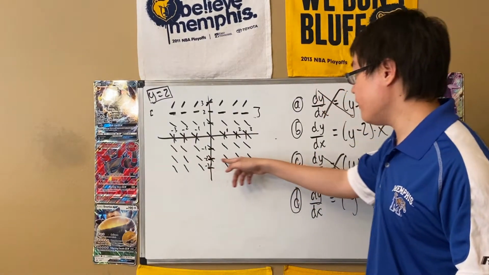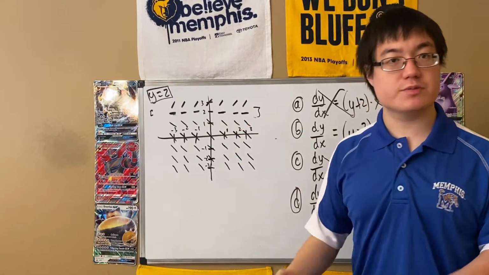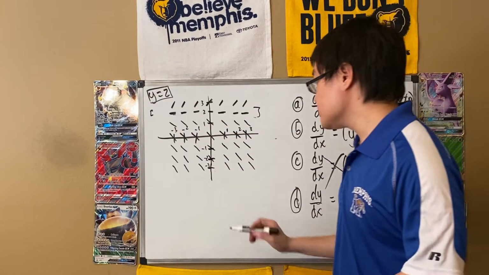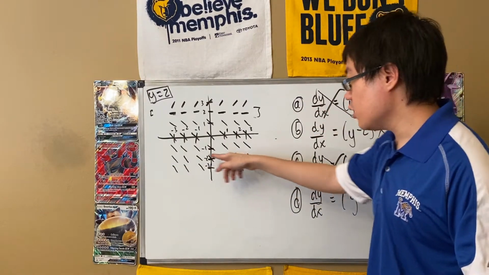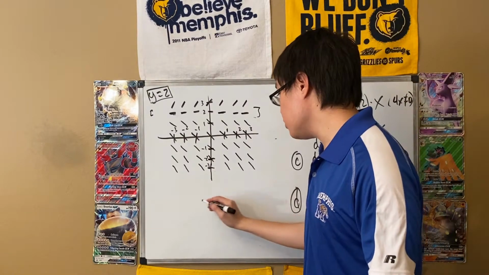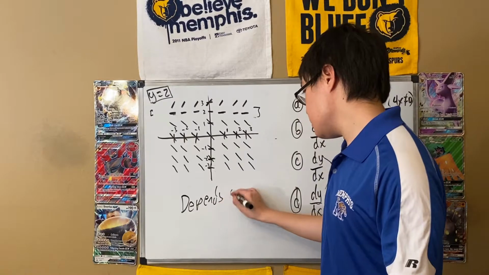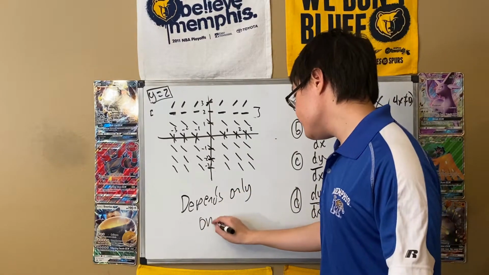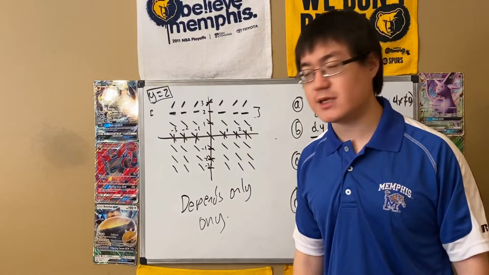But if you look at every single row, no matter what row I choose, notice that the slopes are all 0. Or not all 0, but all the same. Consistently as you go along a row, the slopes don't change depending on the x's. That means that this slope field depends only on y. And the fact that this slope field only depends on y will allow us to answer this question.